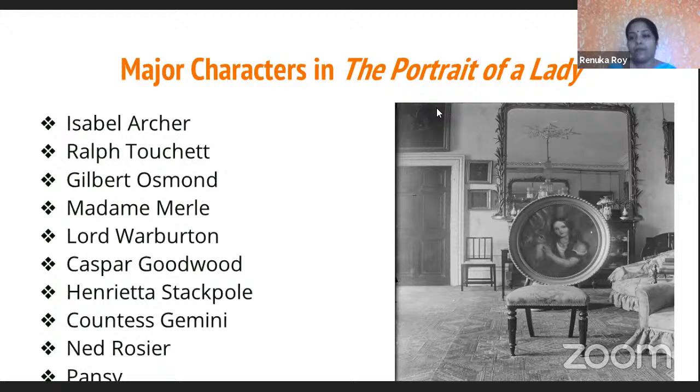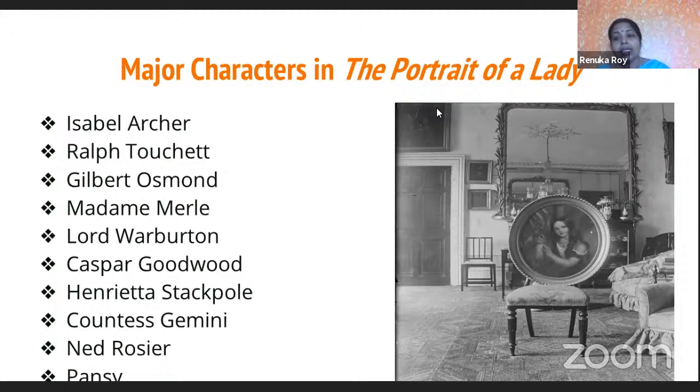Her psychological reactions to different situations are realistically presented in the novel. So a huge substance of the novel deals with the psychological working of the protagonist Isabel and other characters like Madame Merle, even Gilbert Osmond, etc., that we will see in a further part. Now let us take a brief glance into the characters.